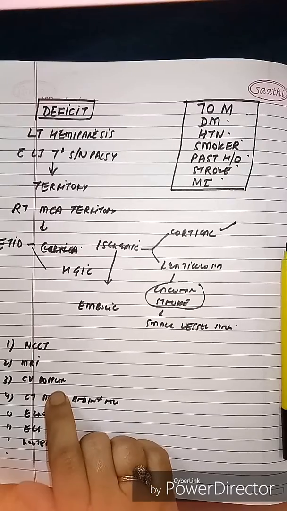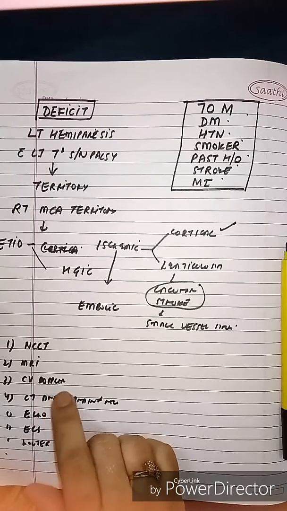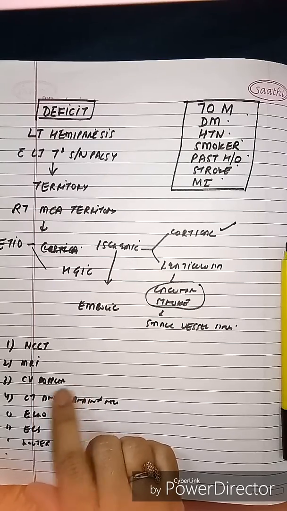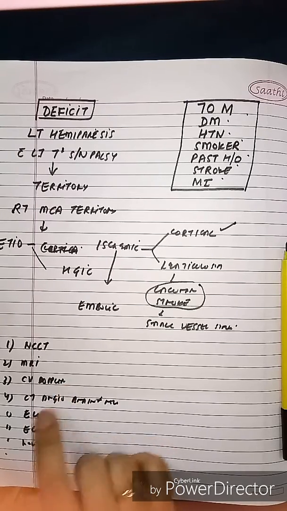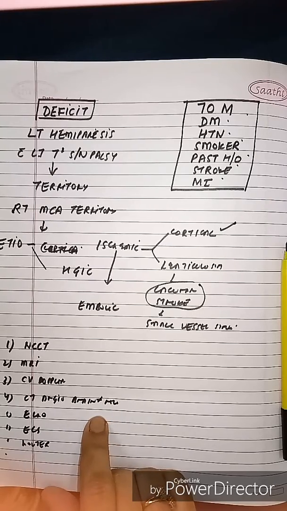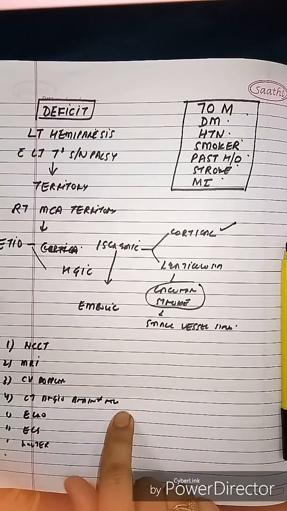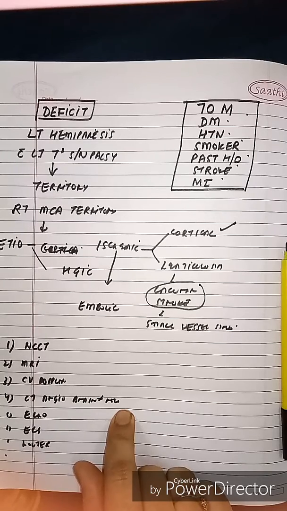CV Doppler is very important because you have to visualize the extracranial vessels, to see whether there is any atherosclerotic process in the extracranial vessels. But remember, CV Doppler will tell you about the atherosclerotic process in only the extracranial vessels. It is the CT angio brain and neck which will tell you about the atherosclerotic process in the intracranial vessels. So CV Doppler and CT angio brain and neck will complete the package for the screening of the atherosclerotic process of both the intracranial and the extracranial vessels.